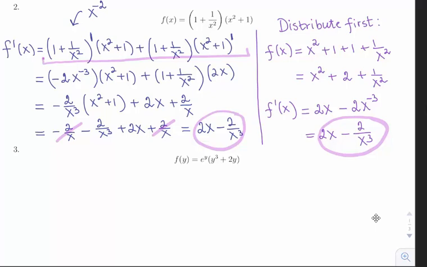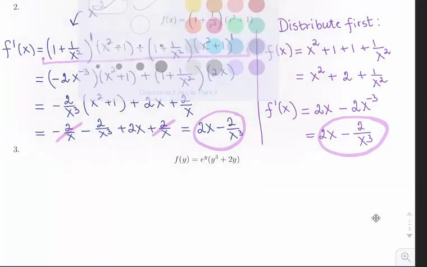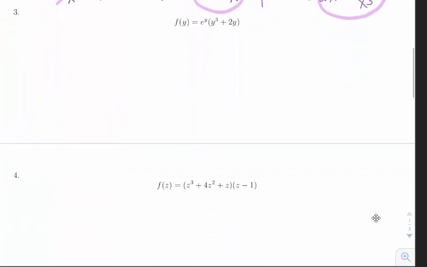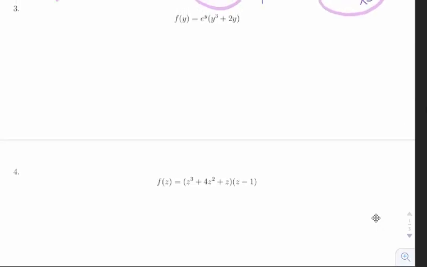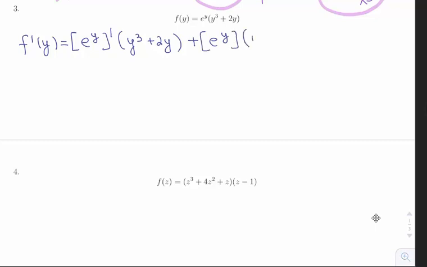All right, let's go ahead and do another example where we have e involved. Okay, this one. Okay, what is my function? It's e to the power of y times y cubed plus 2y. Okay, f prime of y is going to be e to the y prime times y cubed plus 2y plus e to the y times y cubed plus 2y prime.